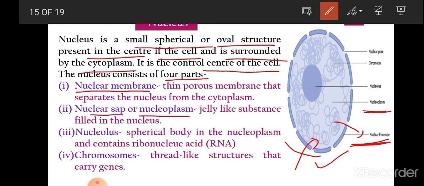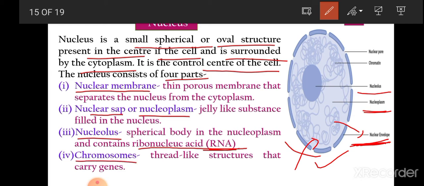This is a jelly-like structure which is present in the nucleus, which fills the nucleus, and it is called nuclear sap or nucleoplasm. Then nucleolus. This is nucleolus. You can see in the diagram. This is a small spherical body which is present in the nucleoplasm, and it contains ribonucleic acid, means it contains RNA. Then the most important part of the nucleus, that is chromosomes.